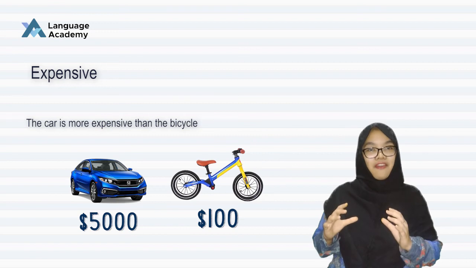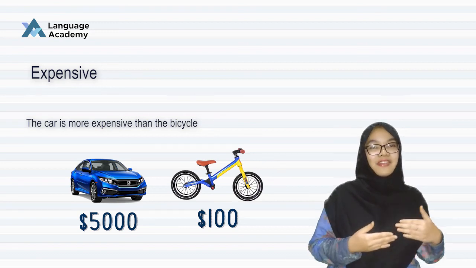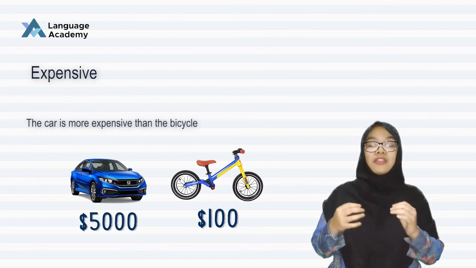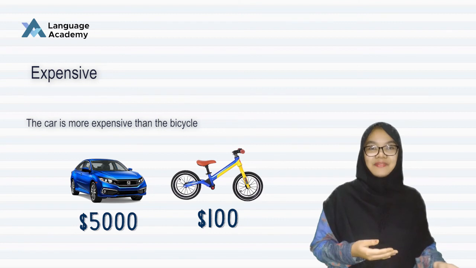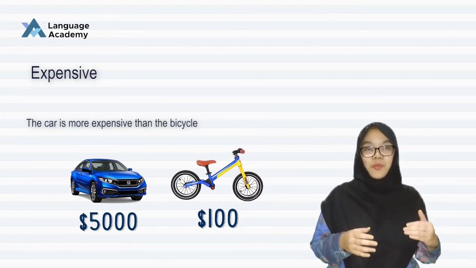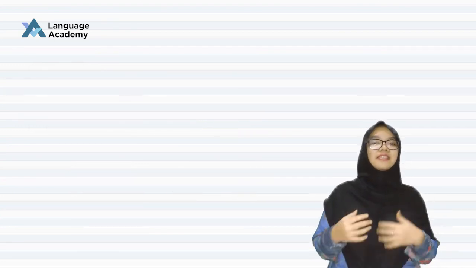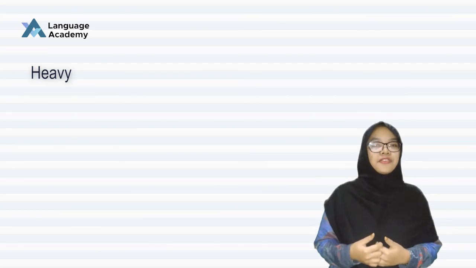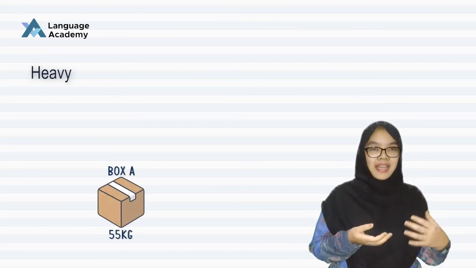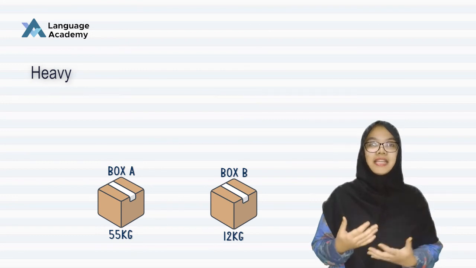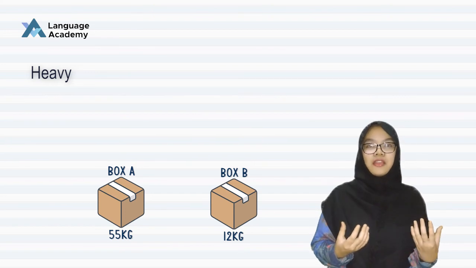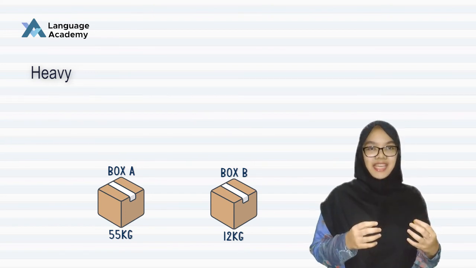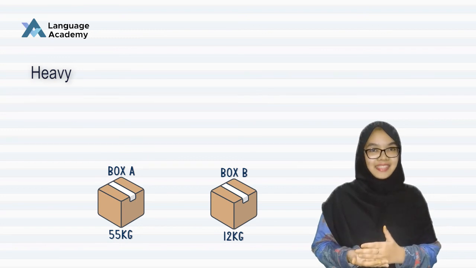Very good. The car is more expensive than the bicycle. Okay, very good. Now, third question, as this is also the last question. Okay, so you have two boxes and their weight. Kalian melihat ada dua kotak beserta dengan beratnya, right? Box A and box B. Dan kita akan membandingkan kedua kotak tersebut menggunakan kata heavy. So, how do you say the sentence?